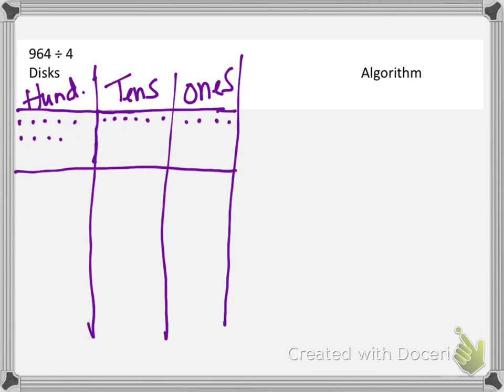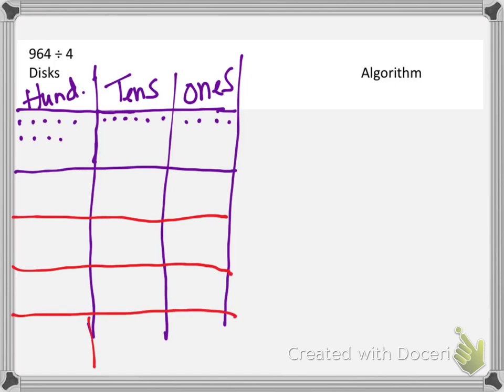All right, so next one is 964 divided by 4. We're going to do our place value discs and then our standard algorithm. So we placed our 9 as 900. Our 9 discs get placed in the hundreds. We have 6 in the tens and 4 in the ones. And now, since we're dividing by 4, we have to split this place value chart into 4 equal groups. So we've got one group here, 2, 3, and the bottom one is our 4th group.